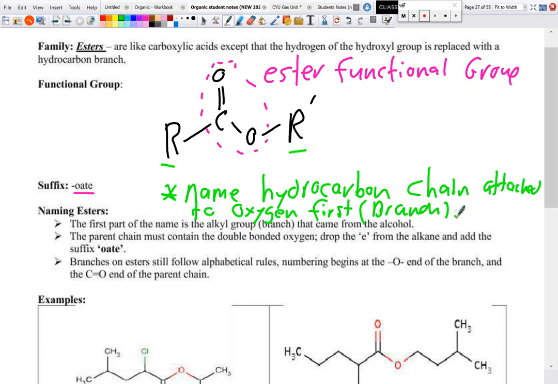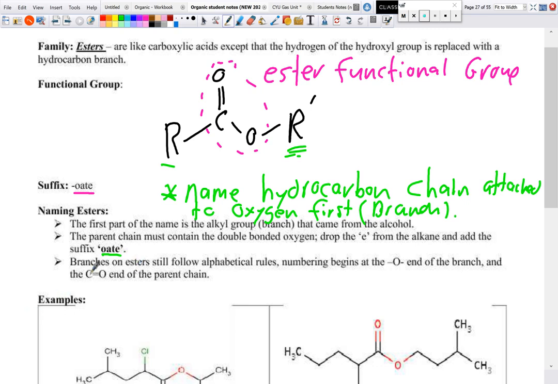So the first part of the name is the alkyl group, the branch that came from the alcohol. When we actually get into organic reactions, that'll make sense because we need an alcohol to react in order to do it. So basically, this one right here comes from the alcohol, and we're going to have to name that first. Now the parent chain must contain the double bonded oxygen. So that means it's the carbon with the double bonded oxygen, where we drop the E from the alkane name and add "oate" at the end.